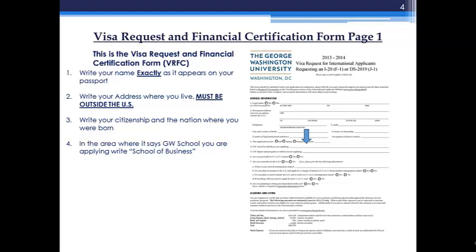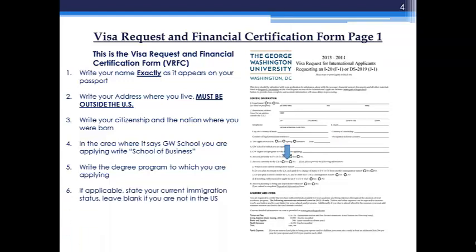In the area where it says what GW school you will be applying to, please write the School of Business. Next, the form asks the degree to which you are applying. Here, please state what degree program you are applying to, which can easily be found on your acceptance letter. After you fill in your degree, you are asked to state your current visa status. Note that the majority of you are not currently in the United States on an F or J visa, and so this does not apply to you, thus leave it blank.